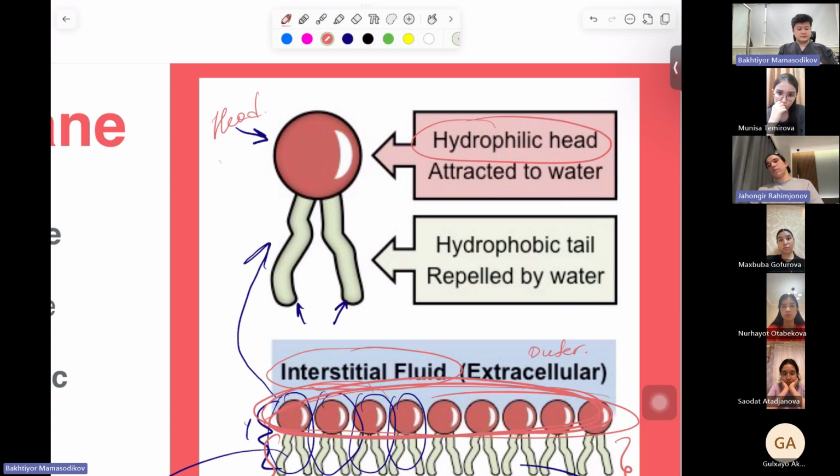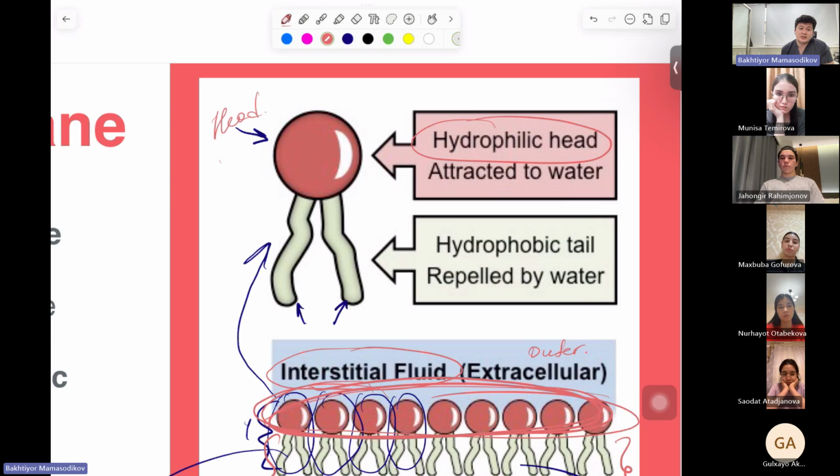Something with water. Something which attracts... to what? Water. Which interacts with water, which loves water. Exactly. So hydrophilic means something that loves water, or interacts with water, or is attached to water.